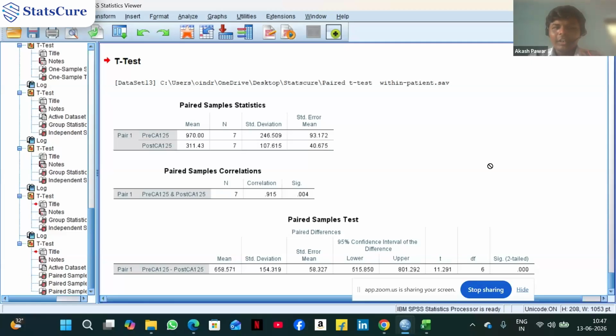So this is what a comparison of pre and post looks like. If you have any kind of data, here it's just CA 125, but you may have a lot of tumor biomarker data and a lot of blood-related data sets, values which you would look for. You can use this test to analyze such kind of data. Okay, let's go forward.